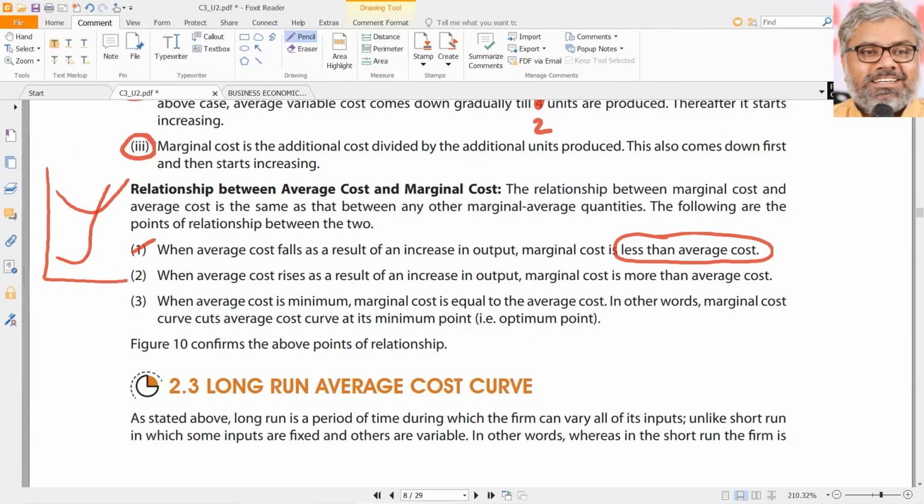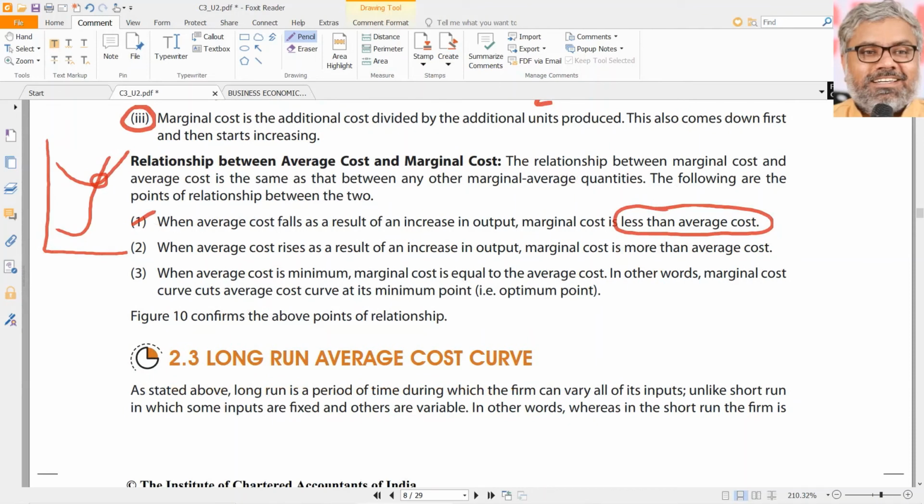Marginal cost was less than the average cost till this point, where it has cut the average cost, where the average cost was minimum. But before that point, average cost was falling and marginal cost was less than average cost. So when the average cost falls, then what can we say? The marginal cost is less than average cost, that is, below the average cost.